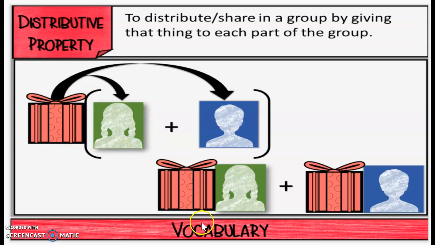Therefore, when I give the present to the girls, we have a present and a girl. When I give the present to the boys, notice this addition sign, it stays with them, but I give the present to the boys as well.